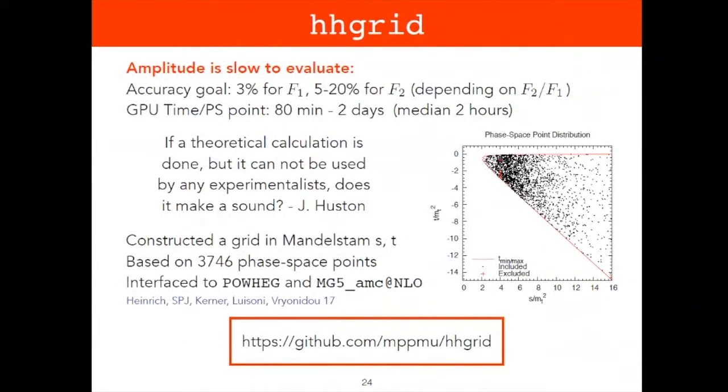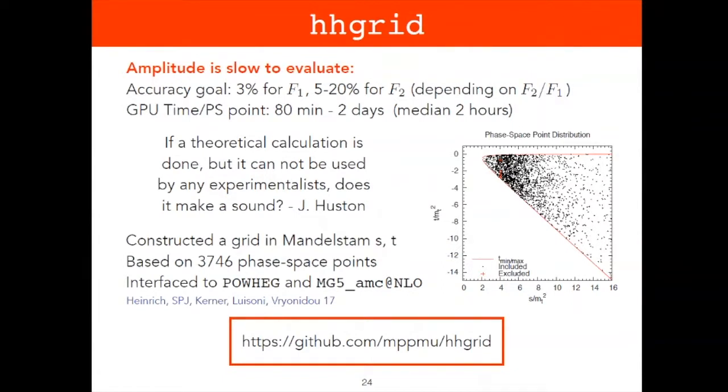Even after all of this, our amplitude is still horrendously slow to evaluate. So we ask for 3% accuracy on one of the form factors and 5 to 20% accuracy on the subdominant form factor, depending on the ratio of that to the first form factor. And the GPU time per phase space point is in the order of minutes to days. So median 2 hours per phase space point. And this makes me think of a quote by Joey Huston, which is, if a theoretical calculation is done, but it cannot be used by any experimentalist, does it make a sound? So is this of any use because it's so slow?